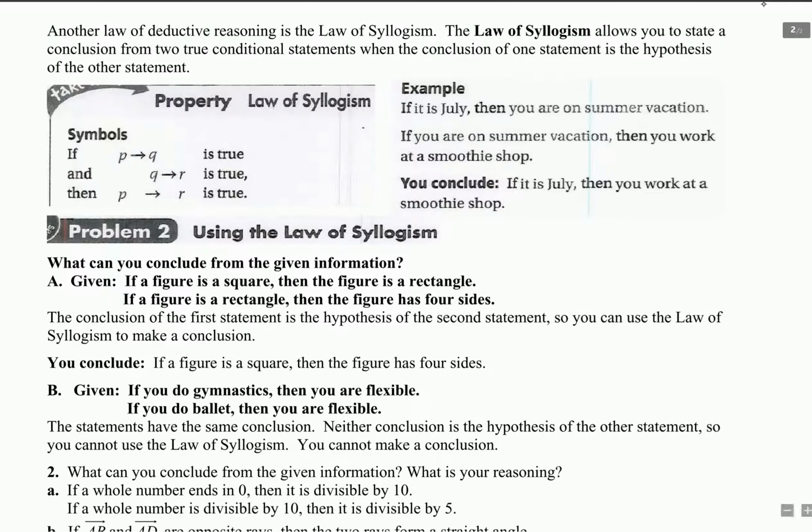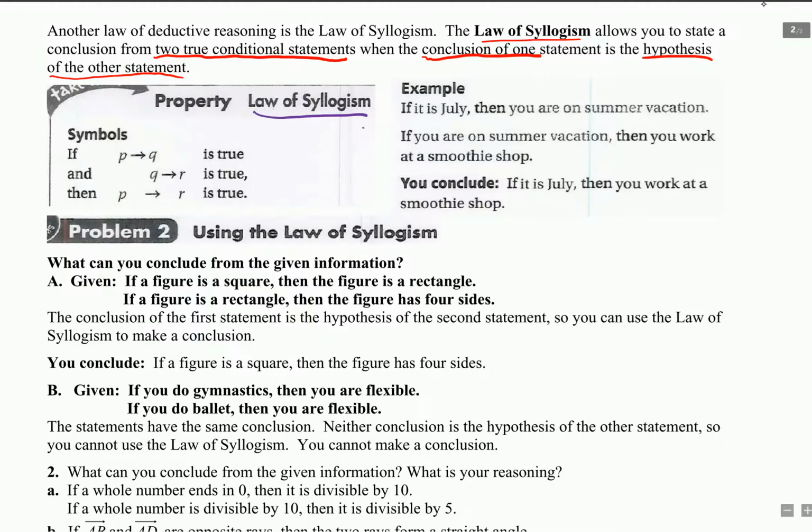The law of syllogism is going to let us state a conclusion from two true conditional statements. Now, the thing that has to happen here is the conclusion of one is the hypothesis of the other. So what we're going to have is, let's underline law of syllogism here first, law of syllogism.